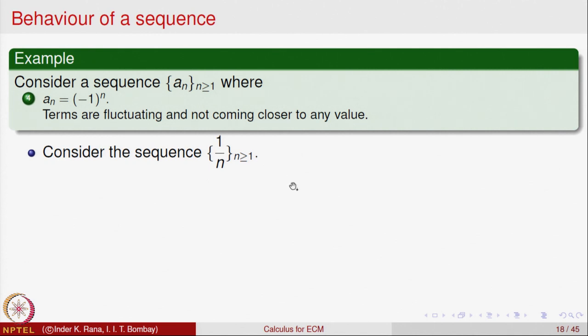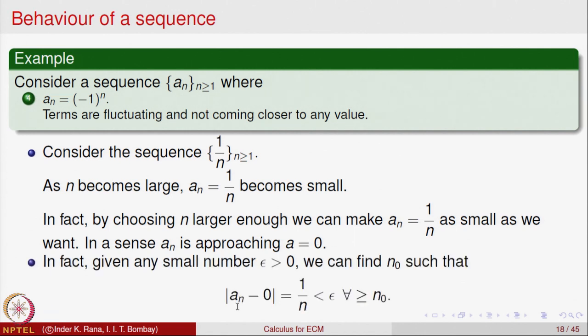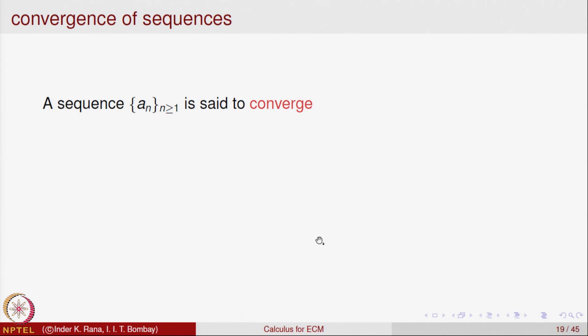So, let us consider a sequence called 1 over n, n bigger than or equal to 0. As we observed, the terms of the sequence become smaller and smaller. First term is 1, second is 1 over 2, third is 1 over 3, and smaller and smaller. It is coming closer and closer to 0. In fact, we can say it is approaching 0. It comes close to 0, as close as we want. The distance of a n from 0, I can make it as small as I want. So, this distance is actually equal to 1 over n, and I can make it less than epsilon by choosing n large enough. Let us formalize this as a definition.